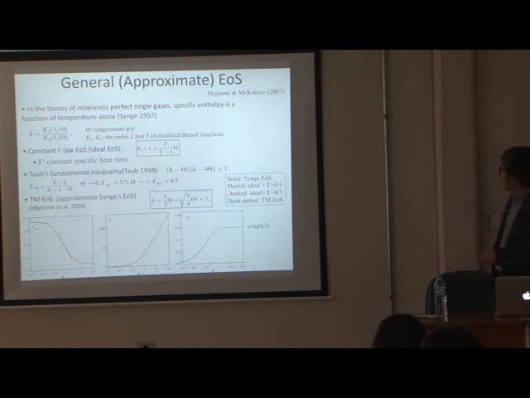Then this dotted one is the equation of state with gamma equal to 5/3, and the dashed one is the equation of state with gamma equal to 4/3. Then the dash-dotted one is for this TM equation of state. I think we see there isn't so much difference from the exact equation of state.